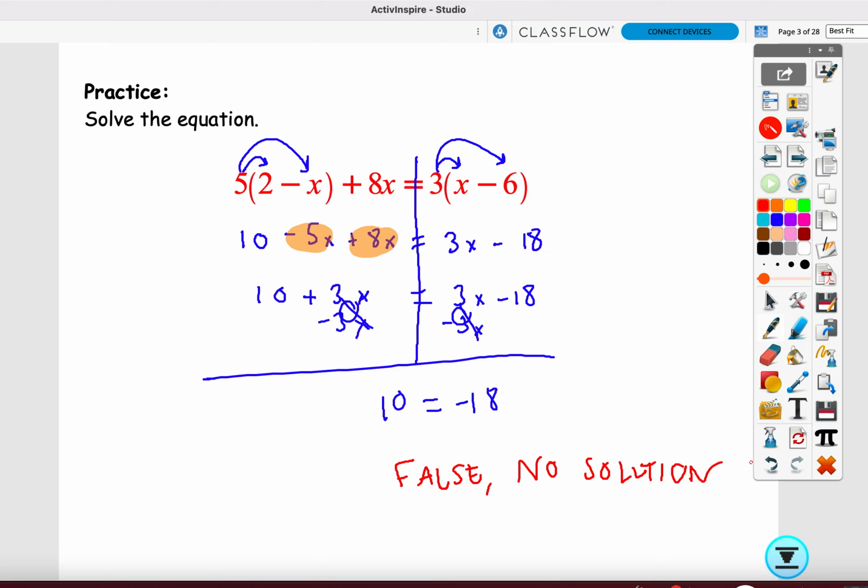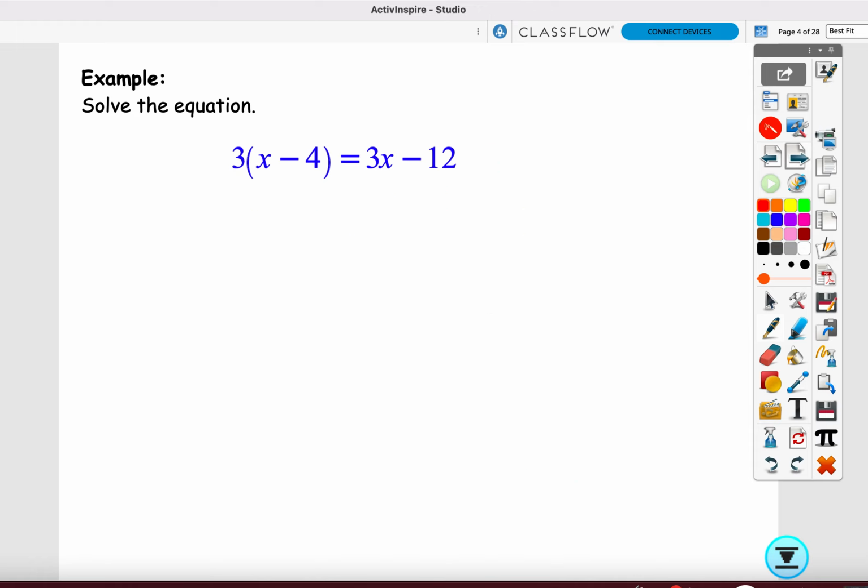Alright, let's go ahead and find the next example, guys. Example, solve this equation. Let's see what happens, alright? So we know how to solve equations at this point, right? So let's see what happens here. So then we get 3 times x and 3 times negative 4. Remember, pause it to write your own problems down if you need the time. So 3 times x is 3x minus 12, right?